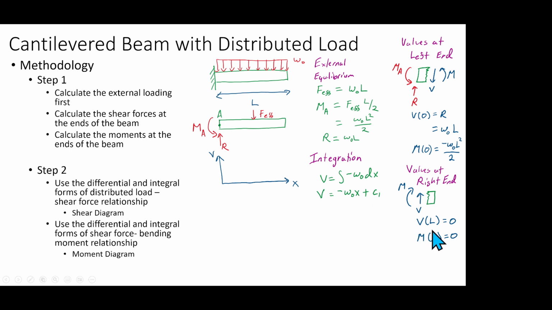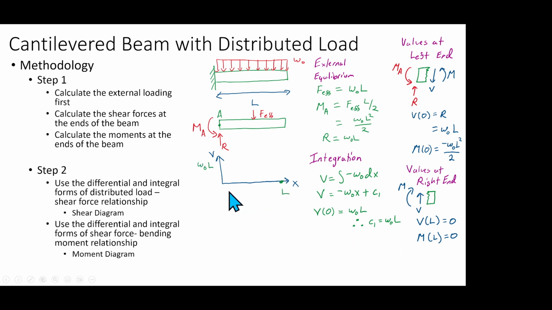So we have two choices. We could plug in that V of L at the right side is equal to 0, or we can plug in V of 0 is equal to R, or W naught L. It's probably simpler to substitute in 0 here and see that C1 has to be equal to W naught L. So we see V of 0 is equal to W naught L, and that means that C1 has to be equal to W naught L.